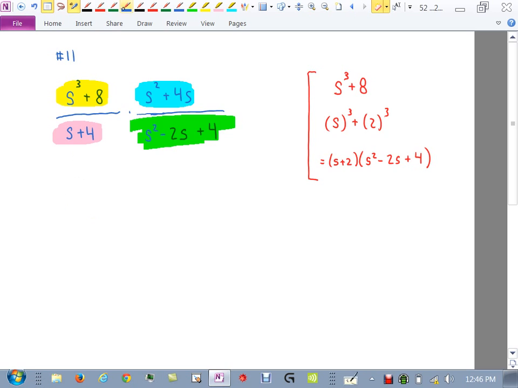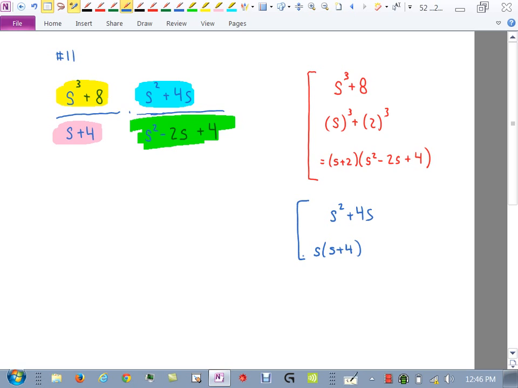How about top right? What can you do on the top right? Well, GCF. Isn't there a GCF on it? S squared plus 4S. You can pull an S out and be left with S plus 4. So that's what I can do with the top right.